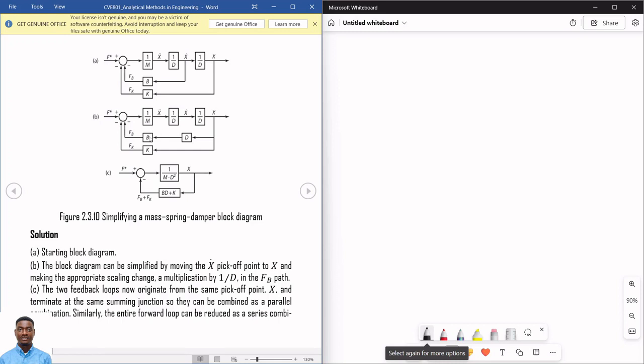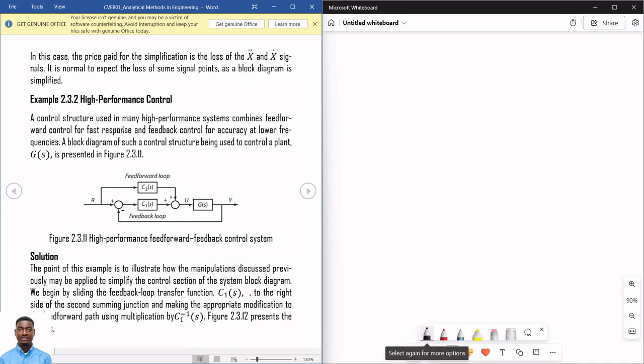So BD now is in parallel with K. And when they're in parallel, I can just add them. So that will be BD plus K. So I have a single feedforward and a single feedback. So that is turning this complex block into a basic feedback system.